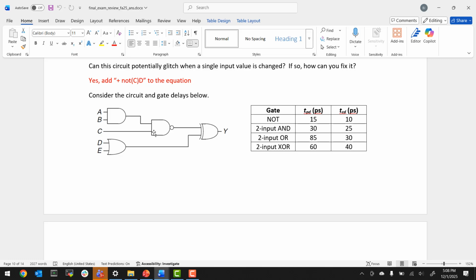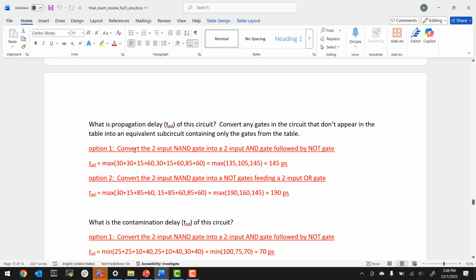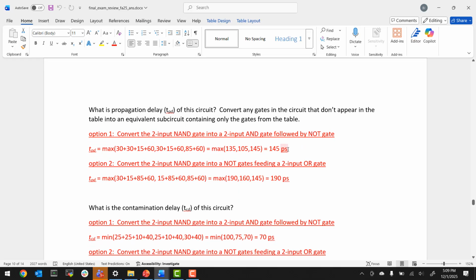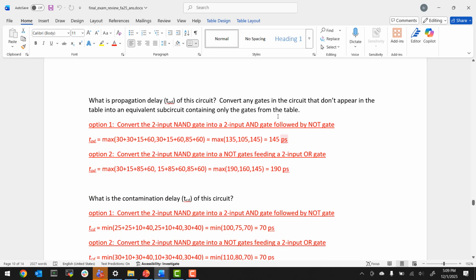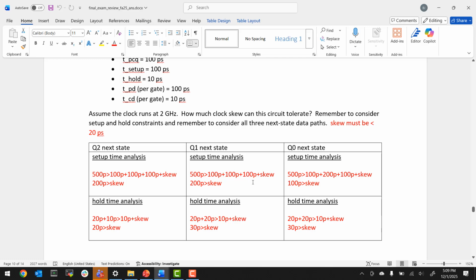But basically, in order to answer the question, you had to figure out how you were going to reconcile that. So either you convert the two-input NAND gate into a two-input AND gate followed by a NOT gate, or you convert the two-input NAND gate into NOT gates feeding a two-input OR gate. This is De Morgan's law. If you remember De Morgan's law from 211, I'm using it to figure this out. But there are different propagation delays depending on how you do it. And then the contamination delay.